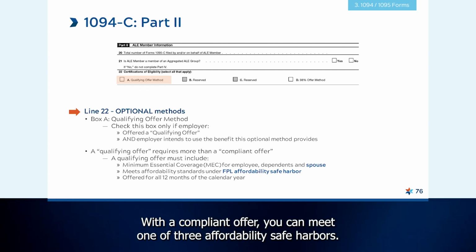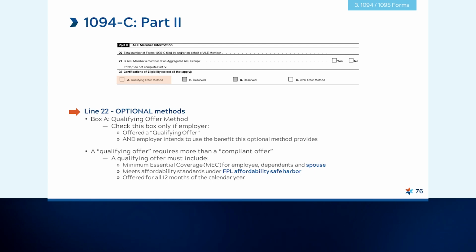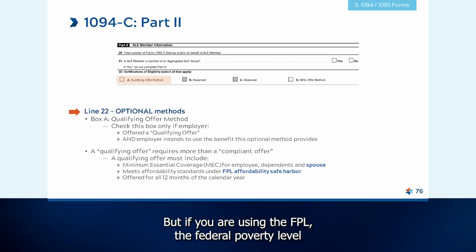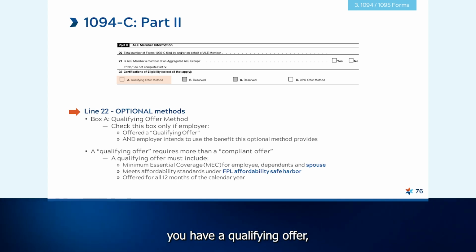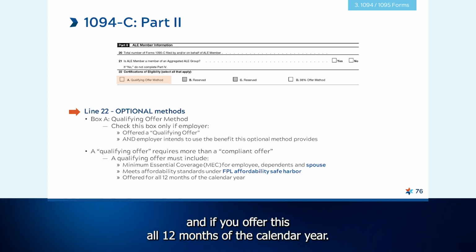Under the rules with a compliant offer, you can meet one of 3 affordability safe harbors. But if you are using the FPL, the federal poverty level safe harbor, and you also offer to a spouse, you have a qualifying offer. And you must offer this all 12 months of the calendar year.